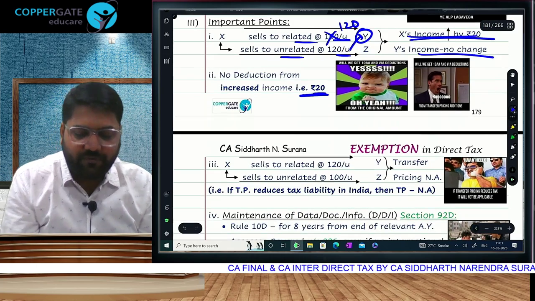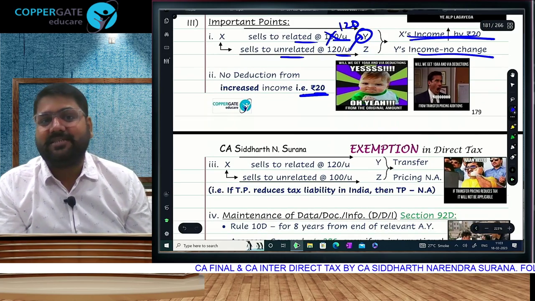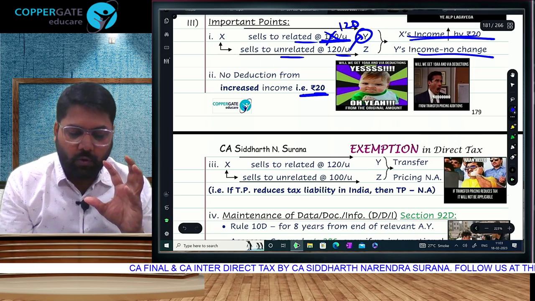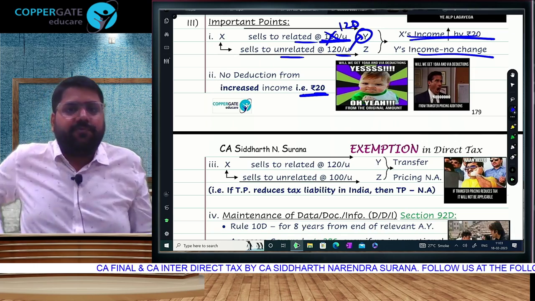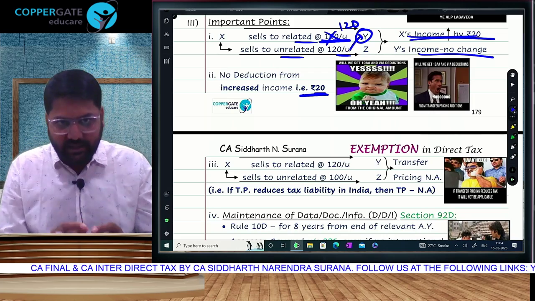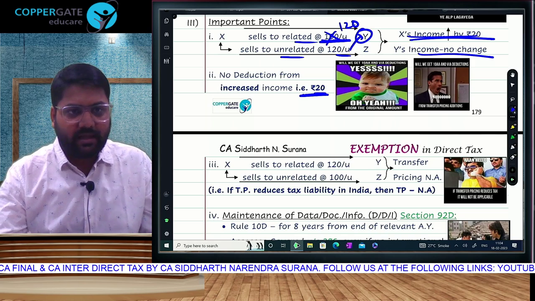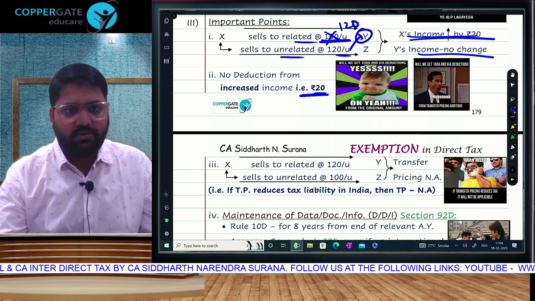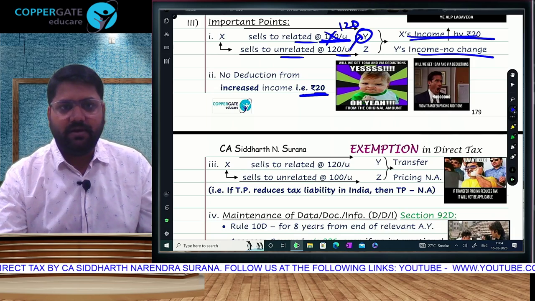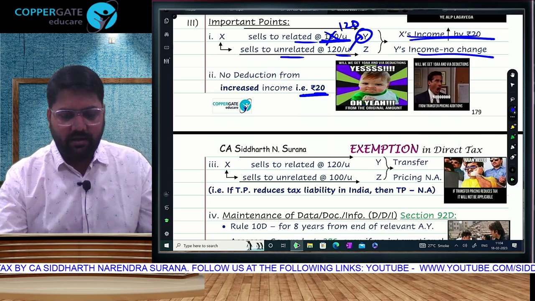From the addition of 20 rupees, X will not get any Chapter VI-A deduction or 10AA. So from the original selling price of 100 which was shown, you can take any deduction if you are eligible, but from the enhancement, the transfer pricing addition, the assessee will be disqualified from taking any benefit. From the original amount the deduction can be taken, but from the transfer pricing addition there will be no deduction that is going to be available to the assessee.